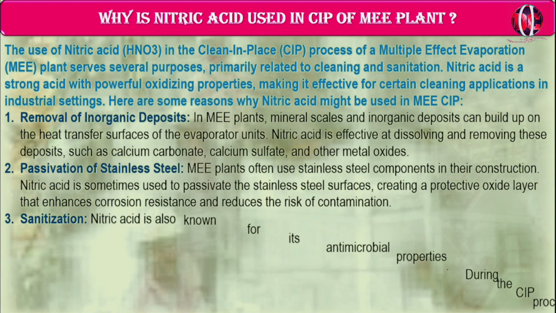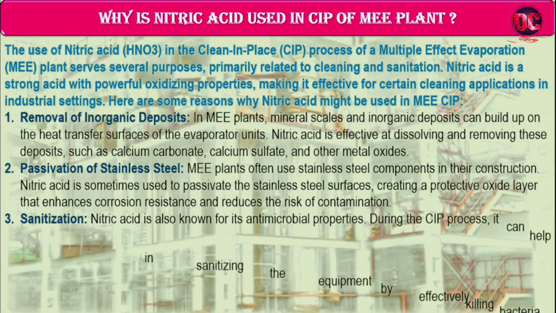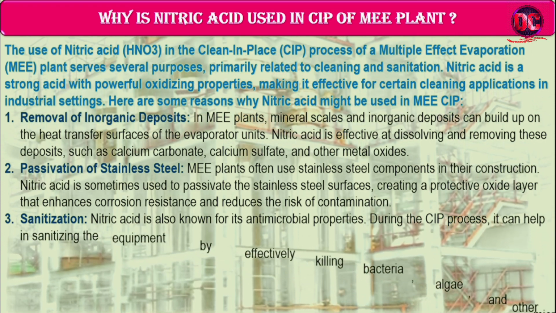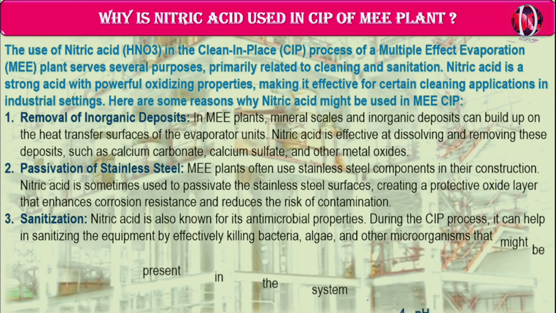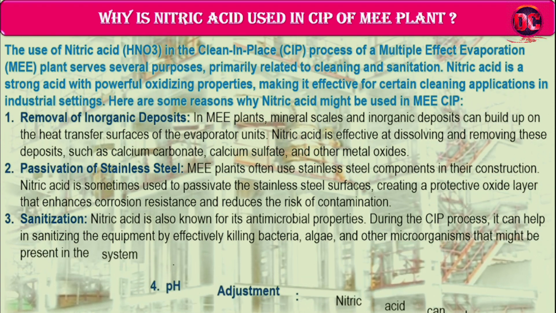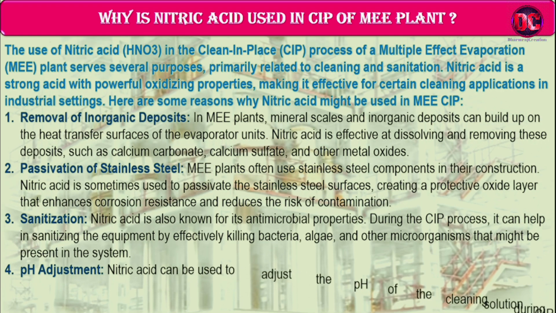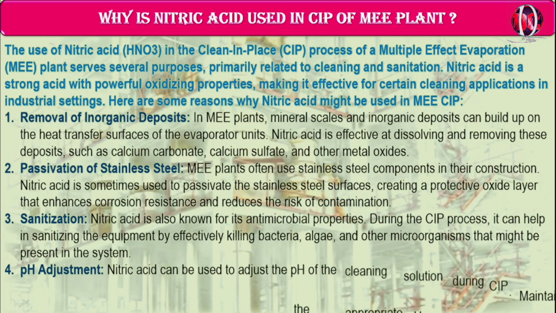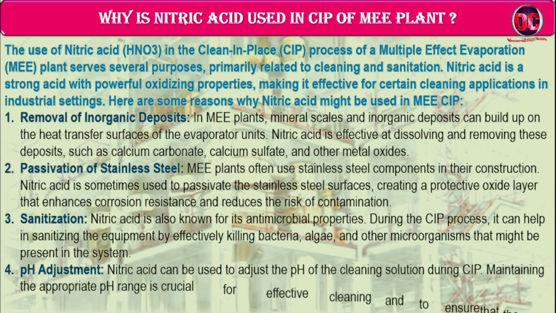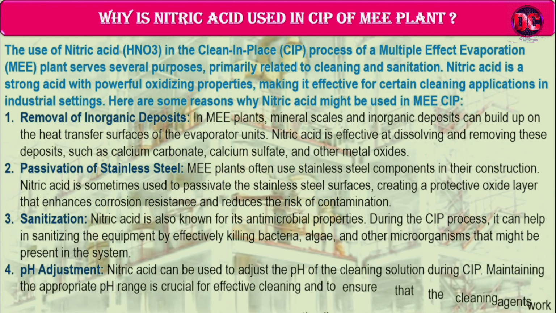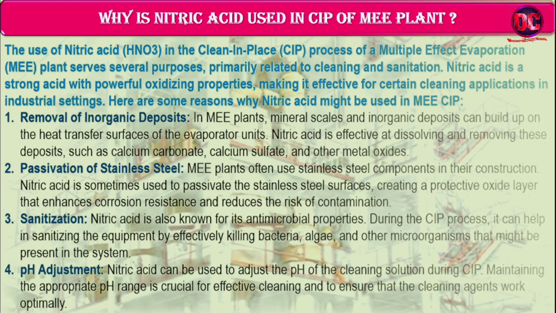3. Sanitization. Nitric acid is also known for its antimicrobial properties. During the CIP process, it can help in sanitizing the equipment by effectively killing bacteria, algae, and other microorganisms that might be present in the system. 4. pH adjustment. Nitric acid can be used to adjust the pH of the cleaning solution during CIP. Maintaining the appropriate pH range is crucial for effective cleaning and to ensure that the cleaning agents work optimally.